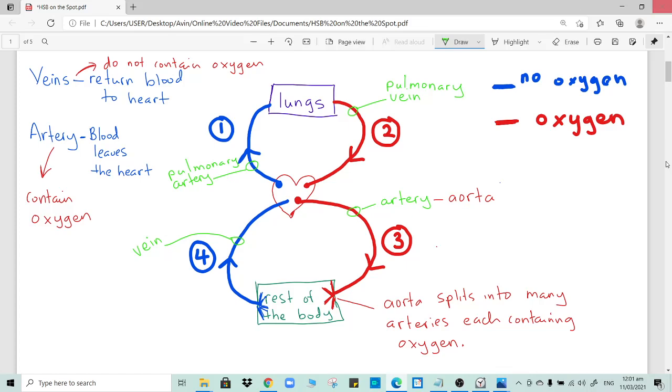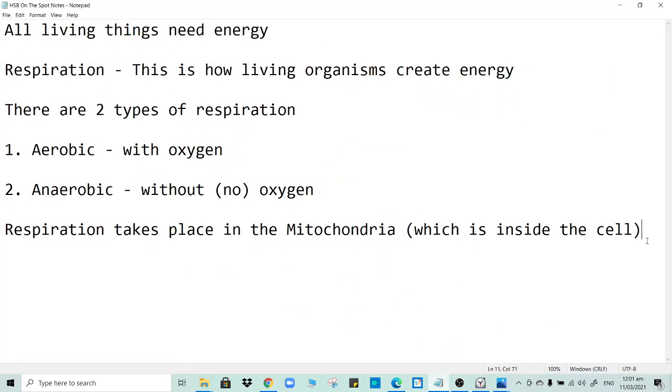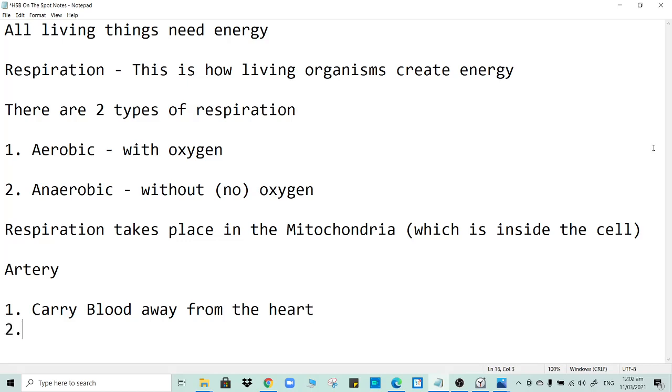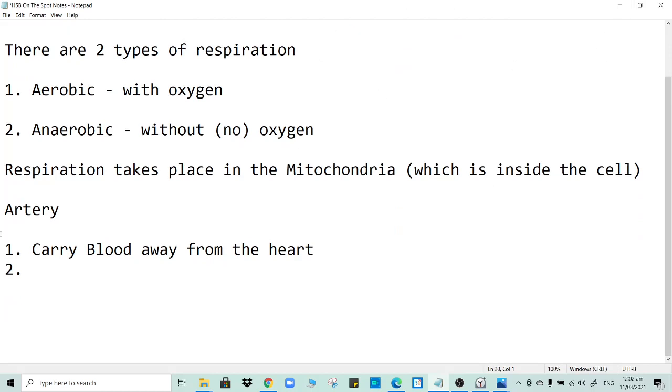So let's make a little note of that now. I like making the notes, you know that. So let's summarize what we learned here today. Let's talk about the artery. What do we know about the artery? Arteries carry blood. I should write it underneath here. 1. Arteries carry blood away from the heart. Also, what else do we know about the artery? And I'm going to keep updating this list. Arteries carry oxygenated blood.